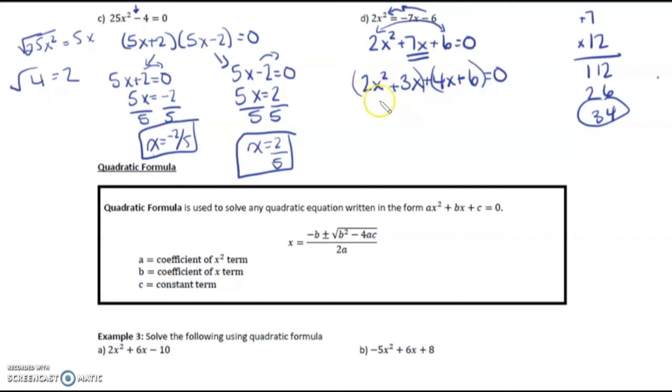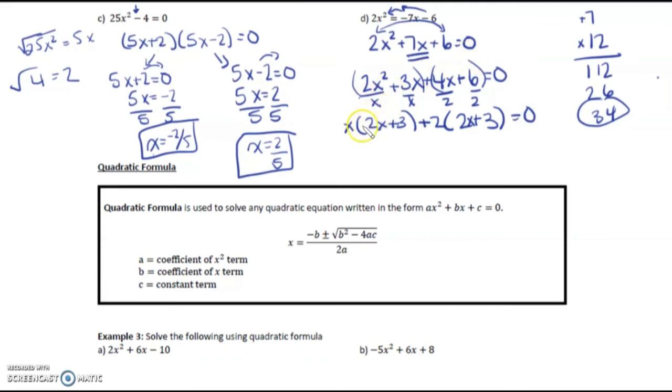Okay, so what can we factor out of the first 2 terms? Just an x. Okay, so we get x, and then we get 2x plus 3. What can we factor out of the second two terms? Just a 2. So plus 2, and we're left with 2x plus 3.